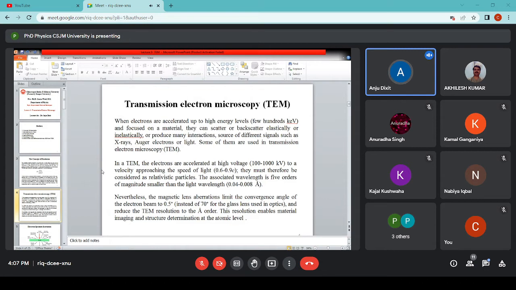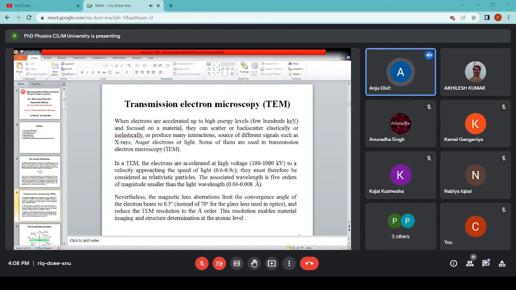When the electron beam interacts with the surface of the specimen, several interactions take place. Elastic scattering could be there, inelastic scattering could be there, and there are many other signals: X-rays are produced, light is produced, Auger electrons are produced. From these signals, we can get a lot of information about the surface.